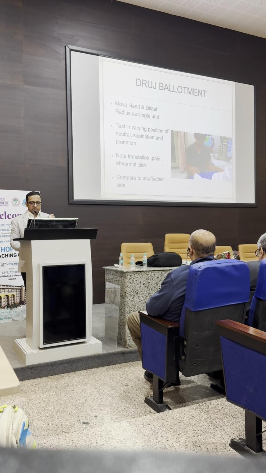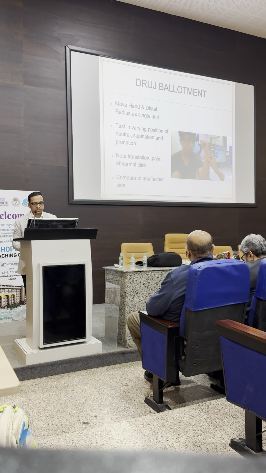So checking both sides. Now asking the patient to keep the elbow supported, hold the distal radioulnar joint. See how that is moving, how much ballottement is present, neutral position. Now compare on the opposite side. This is stable. Now ask the patient to make a fist.